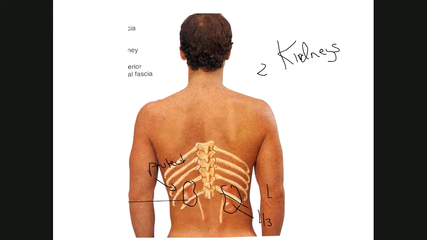And so if you were to get hit in the back, especially on the right side, you can cause this kidney to rupture. And if you don't do something very quickly, you'd actually bleed to death because there's a ton of blood vessels in the kidney. So there's some things that help protect the kidneys that aren't bone. So let's look at that.